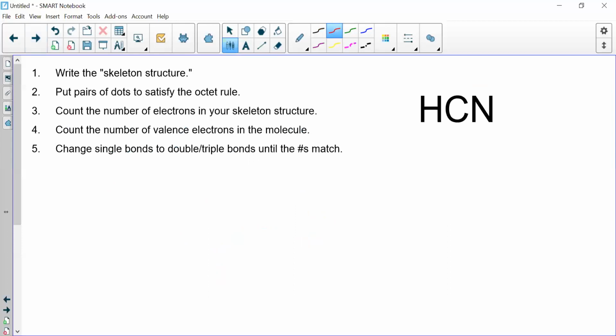HCN. All right, so we have lone element, lone element, lone element. Which one's going to be the center? It's going to be the carbon. Basically, when in doubt, carbon goes in the middle. Here's our carbon. And we're going to go left, right. It doesn't really matter which way you go. You can do the H here or the H there. I'll just stick to the way it's written there. So we have N and H.